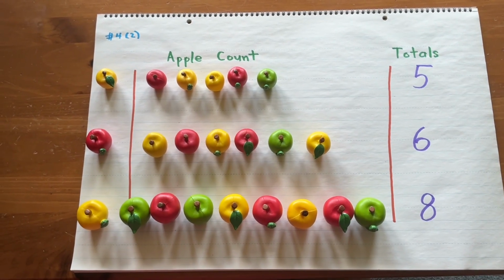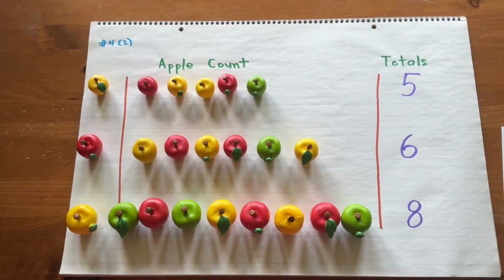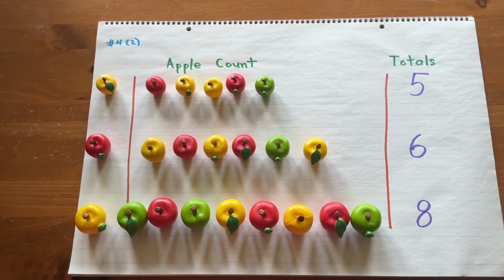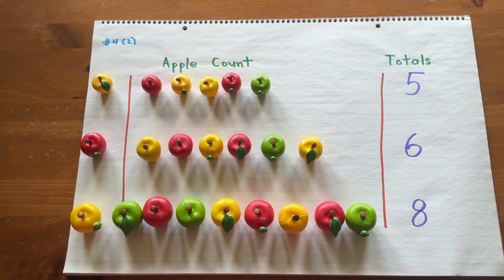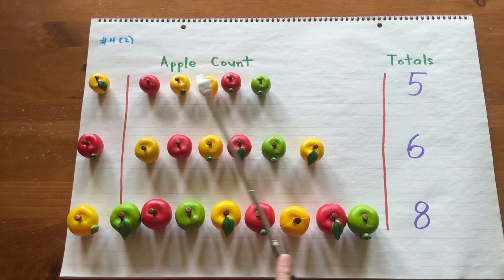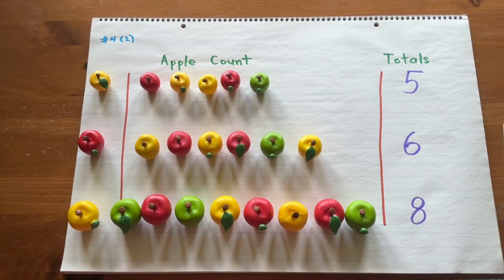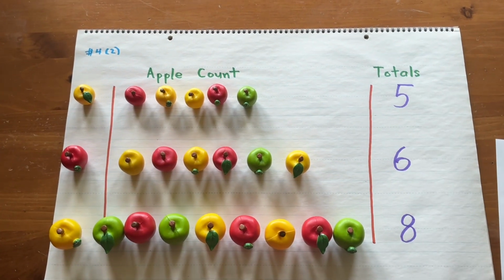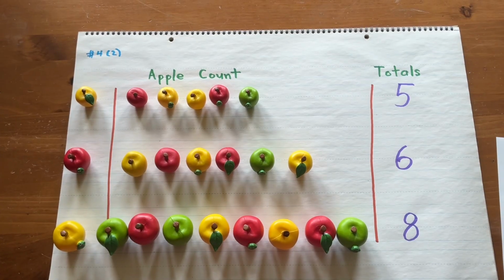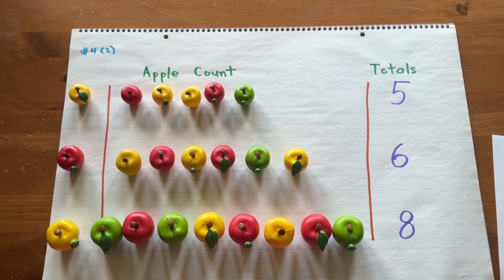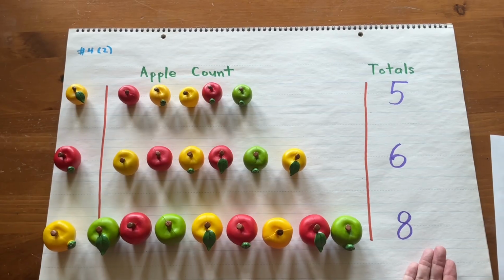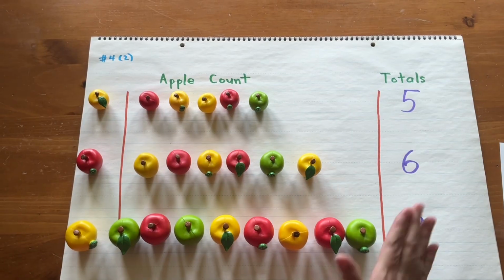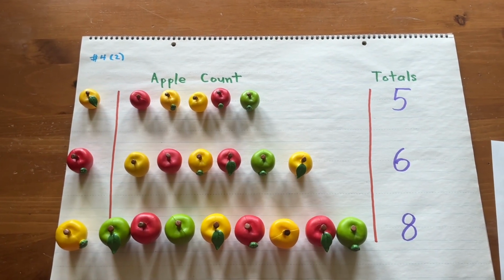And then I can compare which apples do I have the least amount. Yes, my small apples. 1, 2, 3, 4, 5. I could recount or I can look at my number. Which apples do I have the most of? 8 large apples.